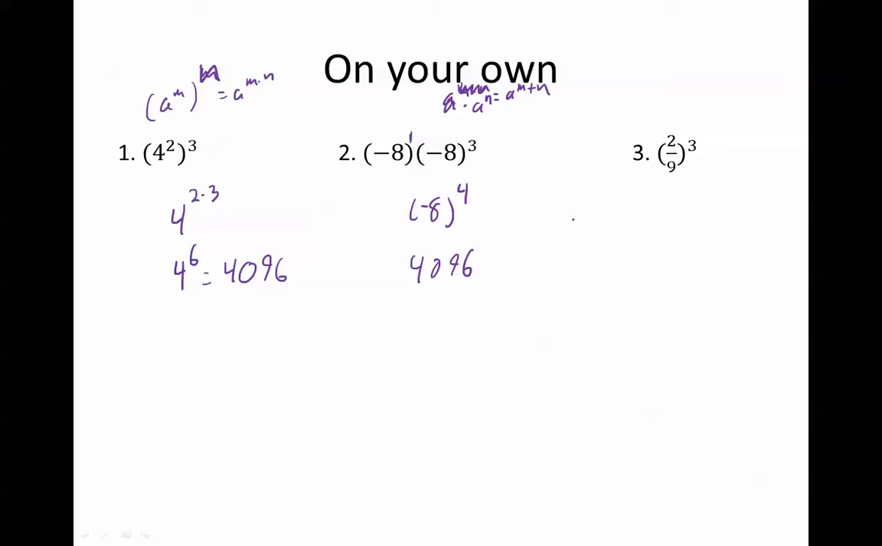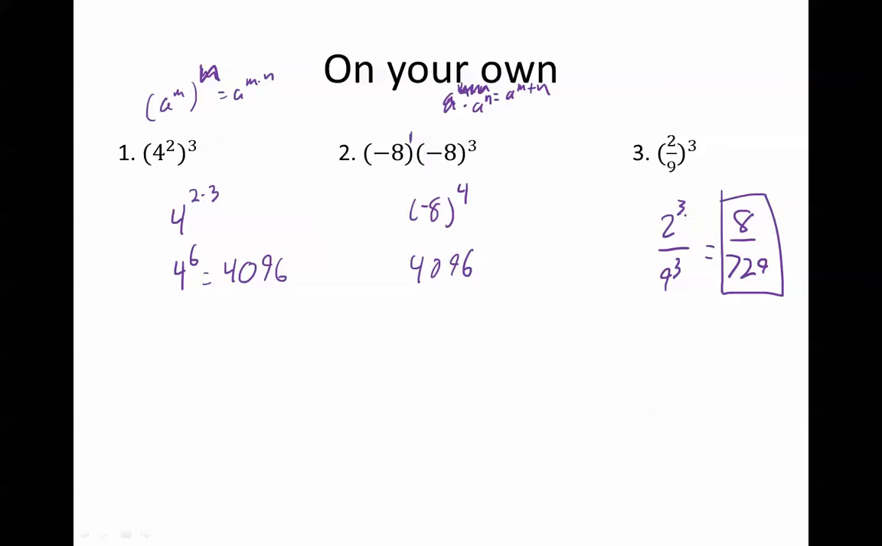Finally, the last one here. Here's our quotient property. We can reduce this to 2 to the 3rd over 9 to the 3rd, because this exponent on the outside goes to both numerator and denominator. That's going to give me 8 over 729 as my final solution.